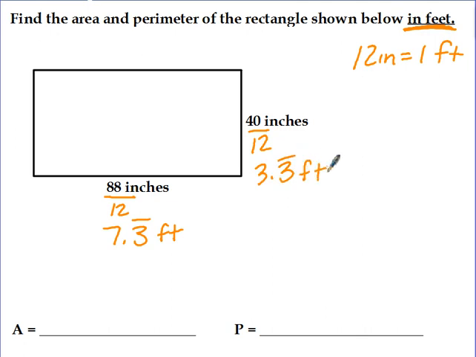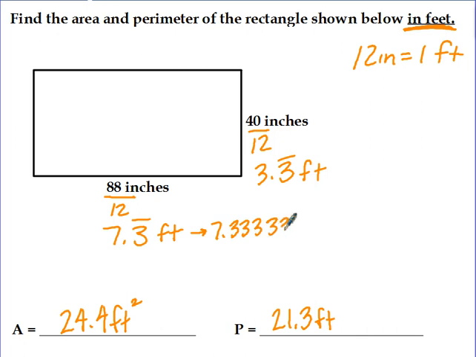And so now when I multiply them together, that'll give me 24.4 square feet for my area. When you add them all up, you get 21.3 feet for your perimeter, and that's rounding to 1 decimal place. But when you go to enter this into your calculator, don't just put in 7.3. Remember that repeating means that that 3 is going to go on forever. So I would put at least 4 or 5 in there when you plug it into your calculator to make sure you're getting as close to the correct answer as possible.